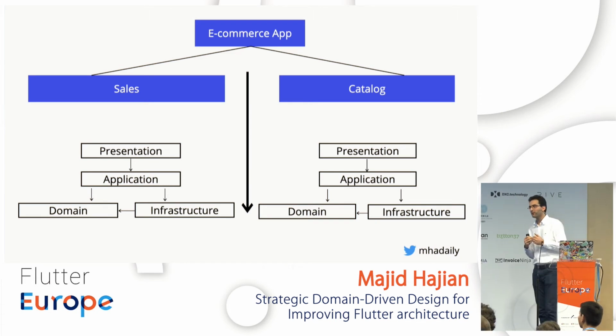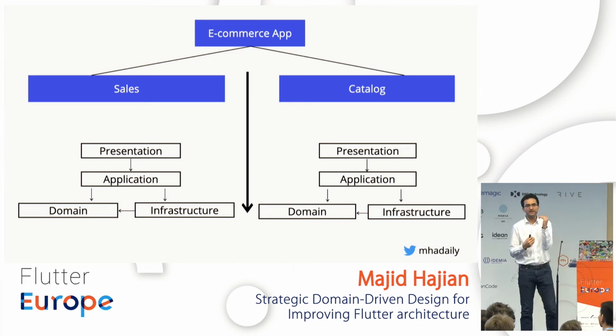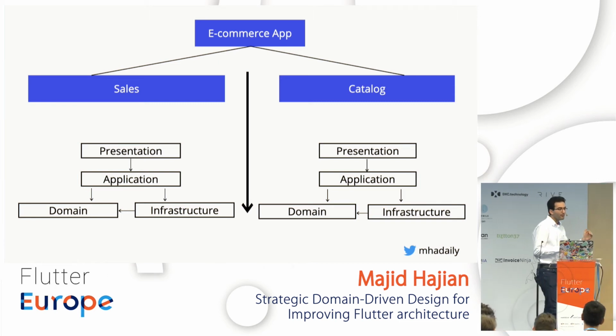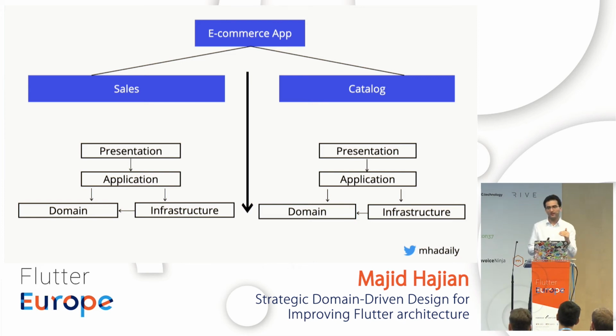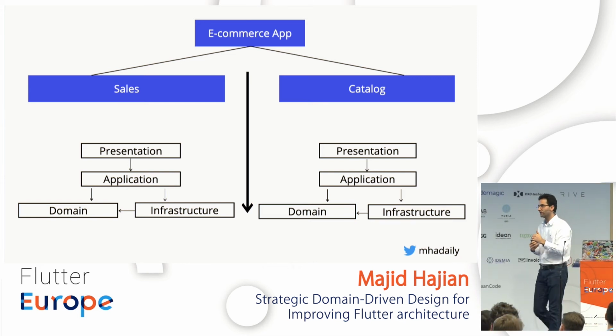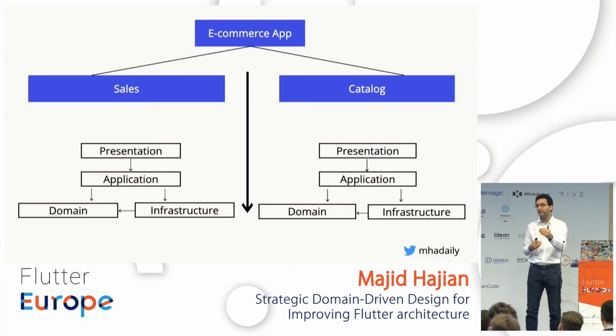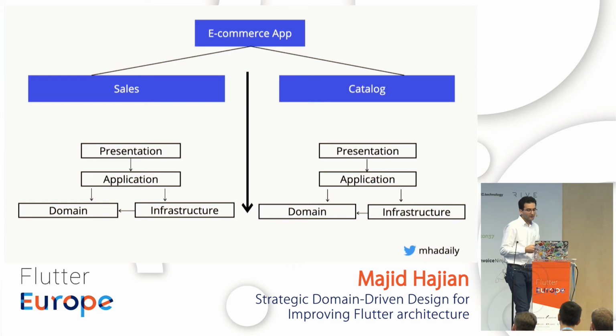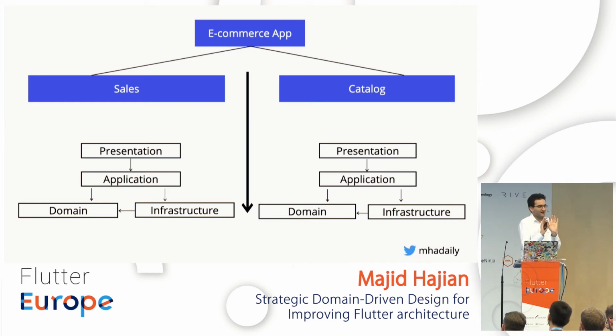So the first rule is that the presentation layer always gets access to the application layer, only a layer down. An application layer knows everything in domain and infrastructure. So here is where you actually inject your repository to application, right? And domain, it's just isolated. It just gives information to other domains.